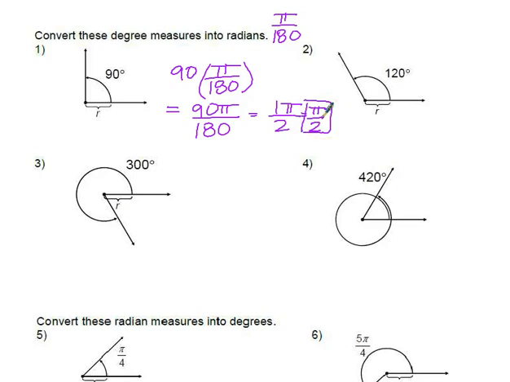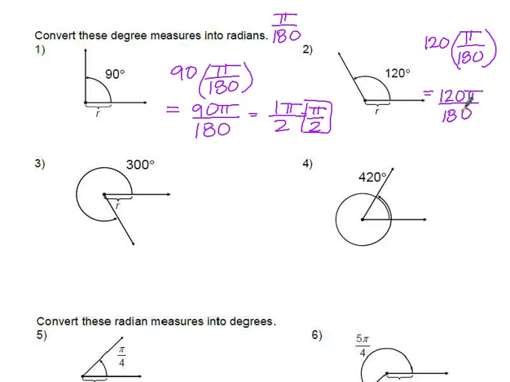Okay, so let's go over here to the 120. We're going to do the same exact thing. So I have 120. I'm going to multiply it by my conversion factor, pi over 180. I'm going to go ahead and put these together. So that's going to be 120 pi over 180.